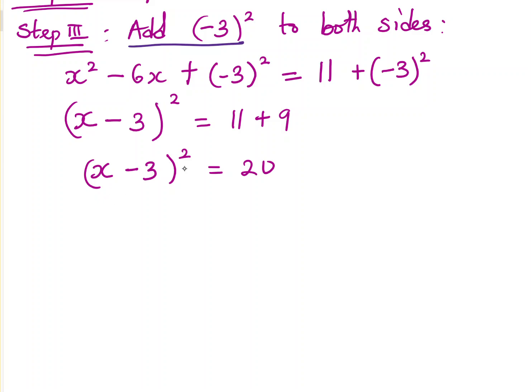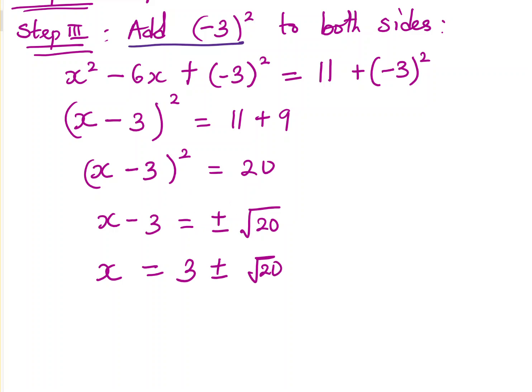Now, what we are going to do now is to say x minus 3 equals, so you take the square root on both sides. So that is plus or minus square root of 20. And now, to find this x, we can push this negative 3 to the other side, and it becomes positive 3, plus or minus square root of 20.